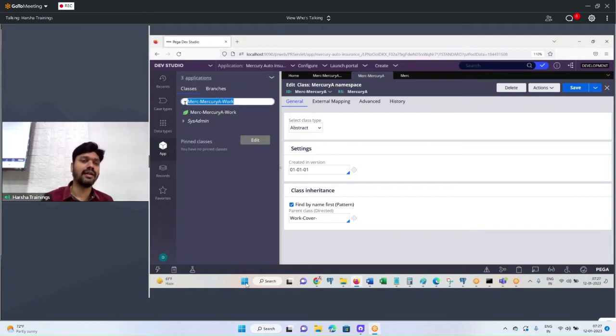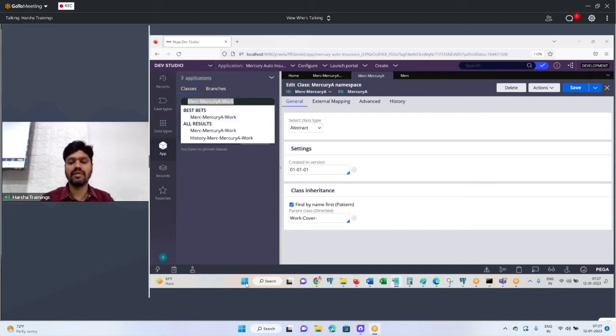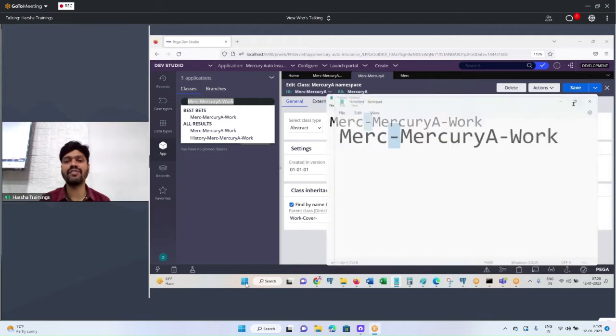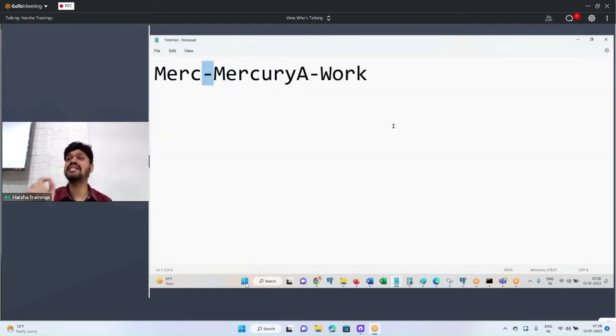That is possible with a symbol called hyphen. What is that? The hyphen symbol. For this, there is a document available. If you look at this hyphen, correct? This hyphen defines the inheritance relation in Pega.